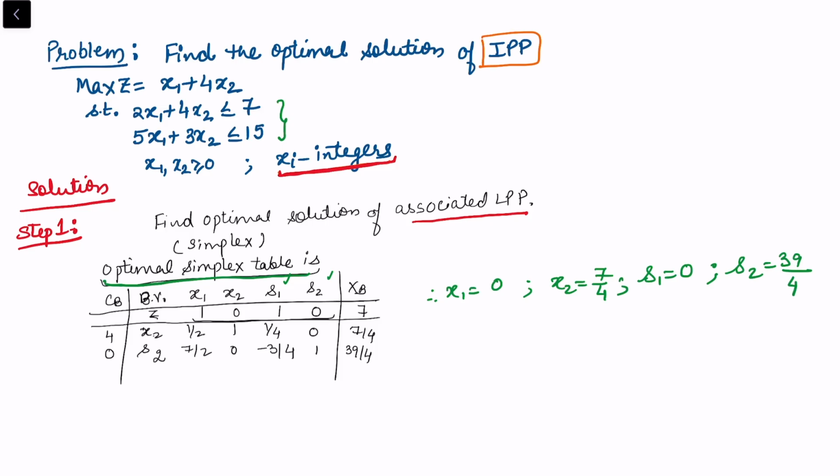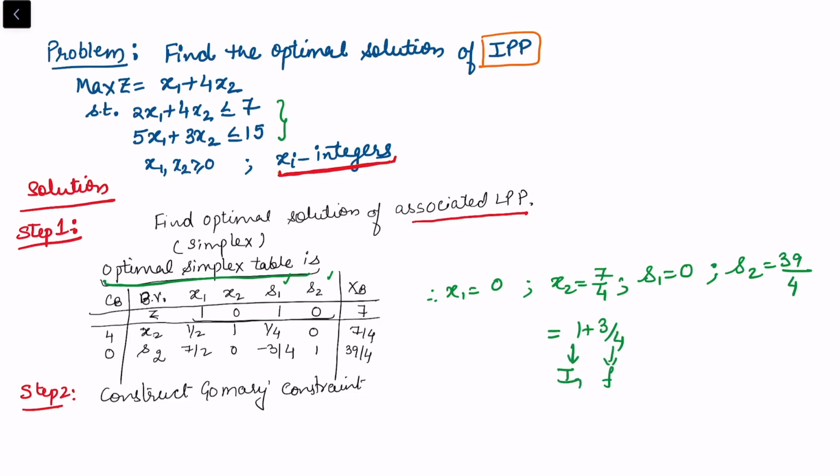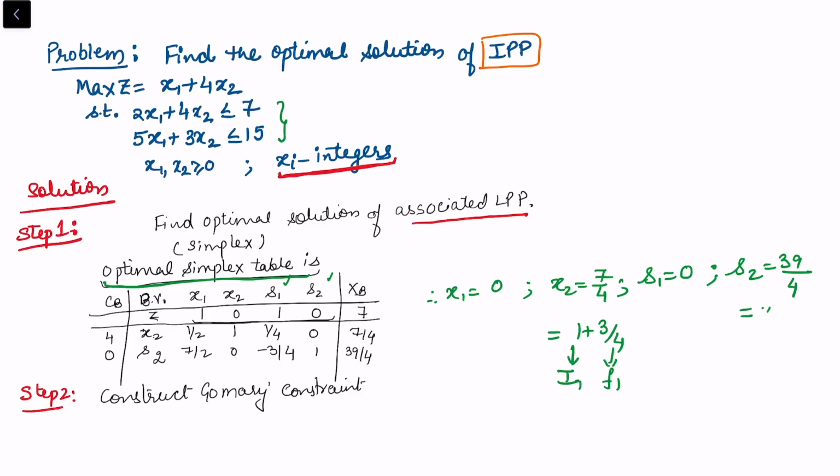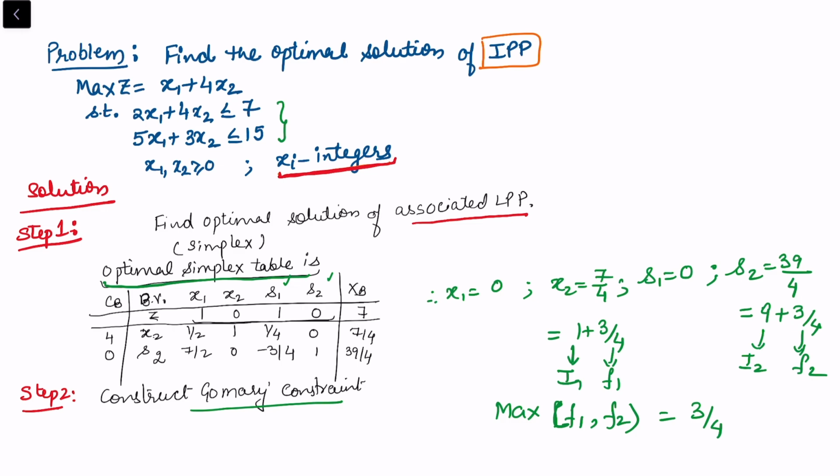Now in step number 2, we want to construct the Gomory constraint, and we construct it corresponding to the variable with the highest fractional value. If I look at 7 by 4, this is the same as 1 plus 3 by 4. So this is the integral part and this is the fractional part. And in s2, the integral part is 9 plus 3 by 4. So this is the integral part and this is the fractional part. So we construct the Gomory constraint corresponding to the maximum of f1 and f2. We can see both of them are the same in this question, 3 by 4, 3 by 4. So we can construct the Gomory constraint corresponding to whichever basic variable. So in this case, let's say I'm constructing the Gomory constraint corresponding to s2.